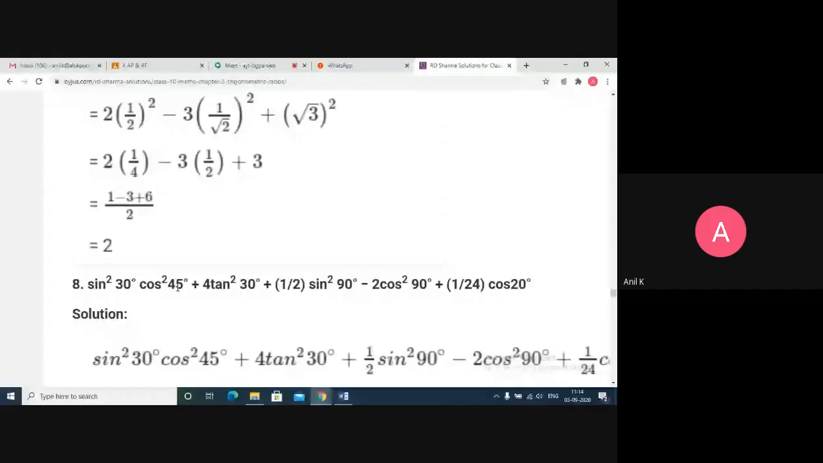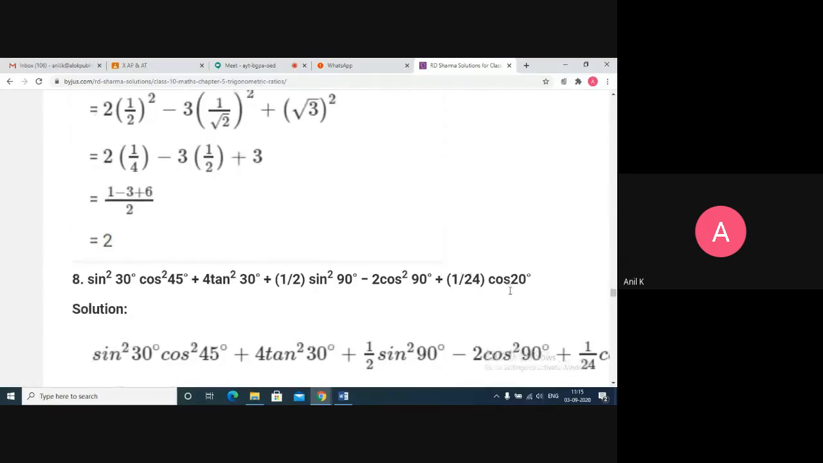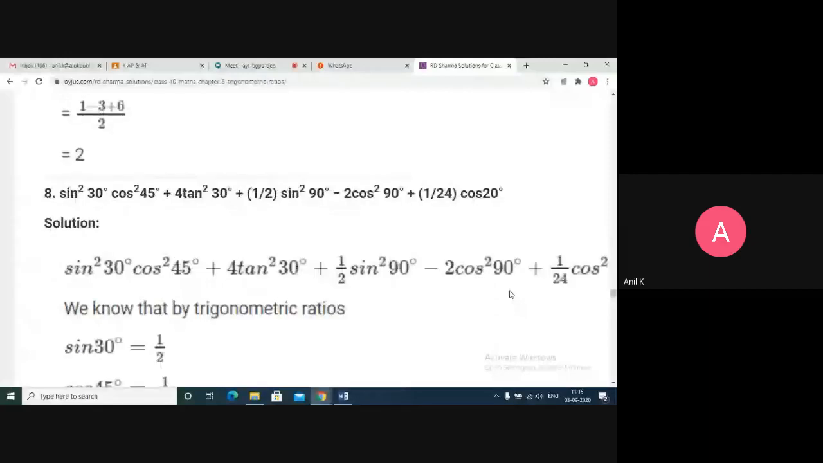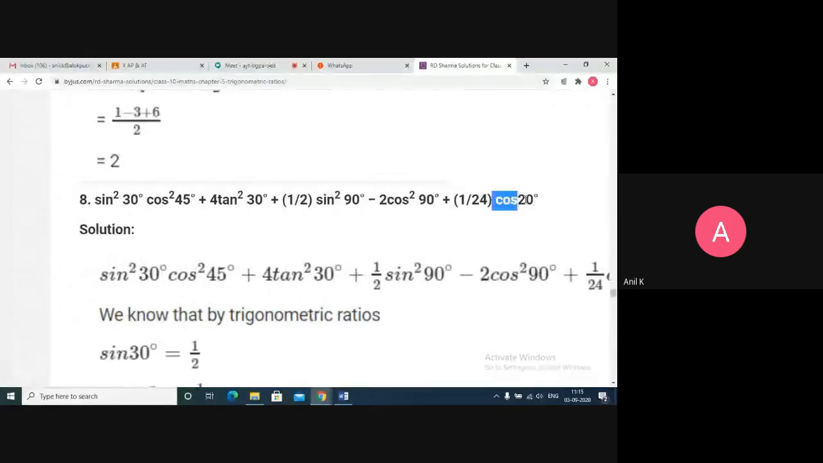Sine square 30 into cos square 45 plus 4 tan square 30 plus 1 by 2 into sine square 90 minus 2 cos square 0 plus 1 by 24. This should not be cos 20. I think this is cos square 0. Here it is typed as cos 20. It is cos square 0 degrees. So note down the question and solve it and let me know, I'll give 2 minutes time.